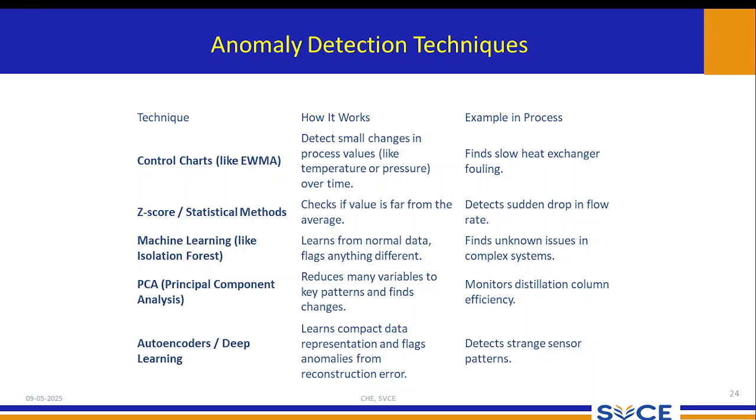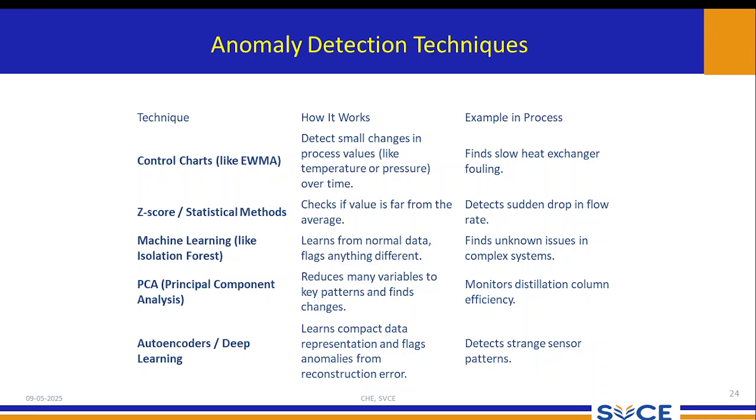Machine learning like isolation forest learns from the normal data and flags anything different. For isolation forest we need to have historical data. If there is any deviation, then that can be easily found. It finds unknown issues in complex systems. Principal component analysis reduces many variables to key patterns and finds the changes. As I told you, in principal component analysis the number of variables is reduced. It monitors distillation column efficiency. Autoencoders or deep learning learn compact data representation and flag anomalies.